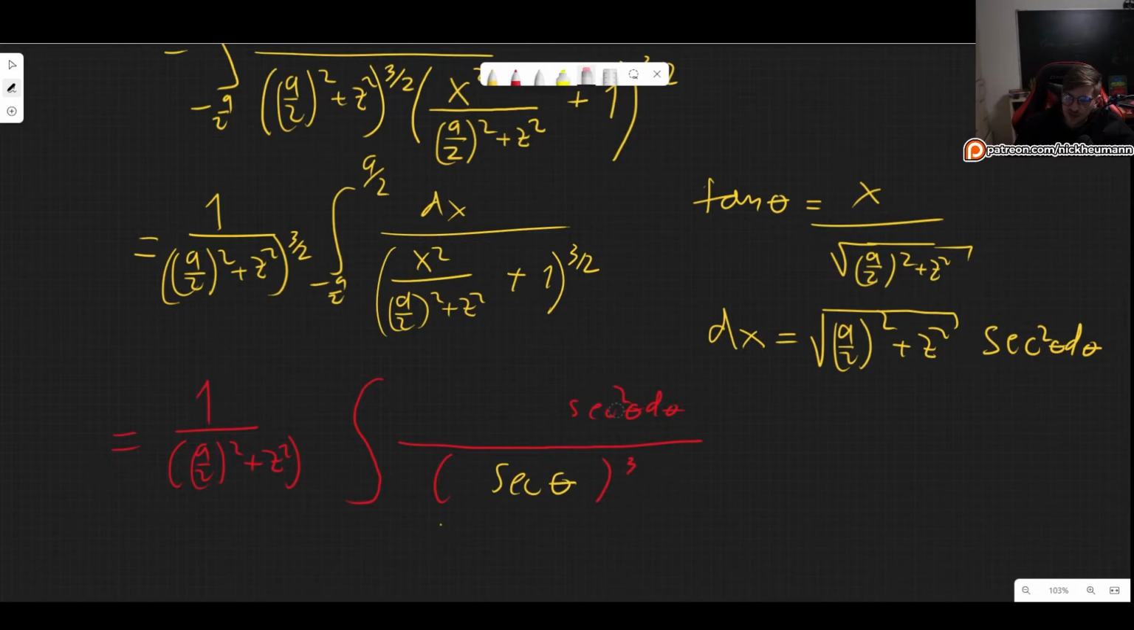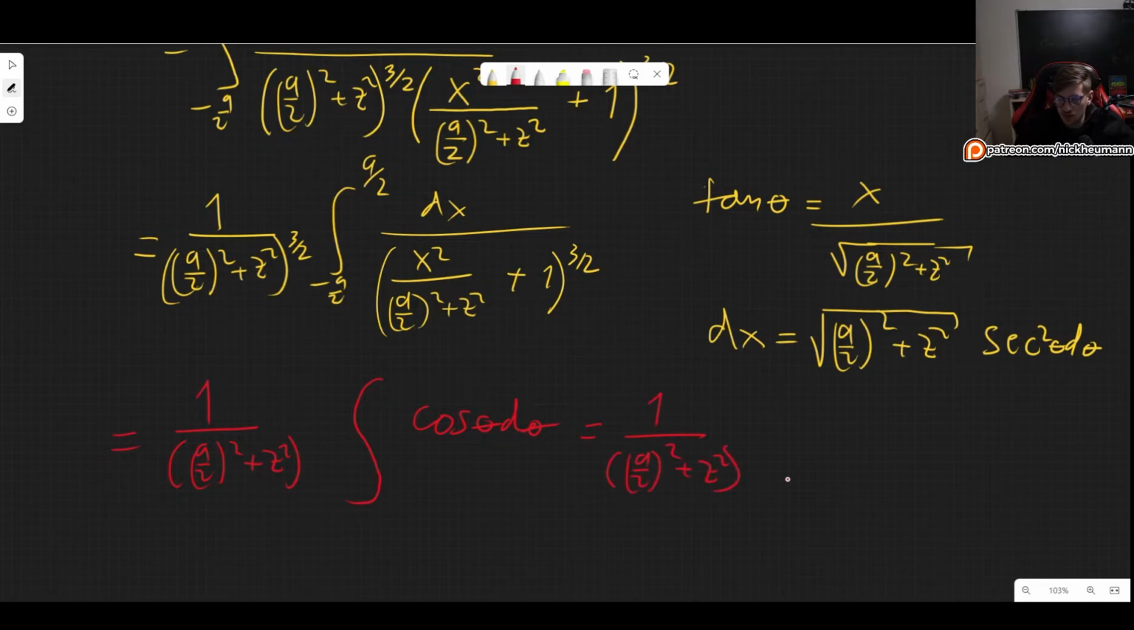But now you have secant squared divided by secant cubed. So you end up with simply 1 over secant. But what is 1 over secant? Well, secant is 1 over cosine. So 1 over secant is 1 over cosine, or simply cosine theta. All right, so we simply need to now integrate cosine theta, which will give us sine theta. So we get 1 over (a/2)² plus z², and then we have sine theta.